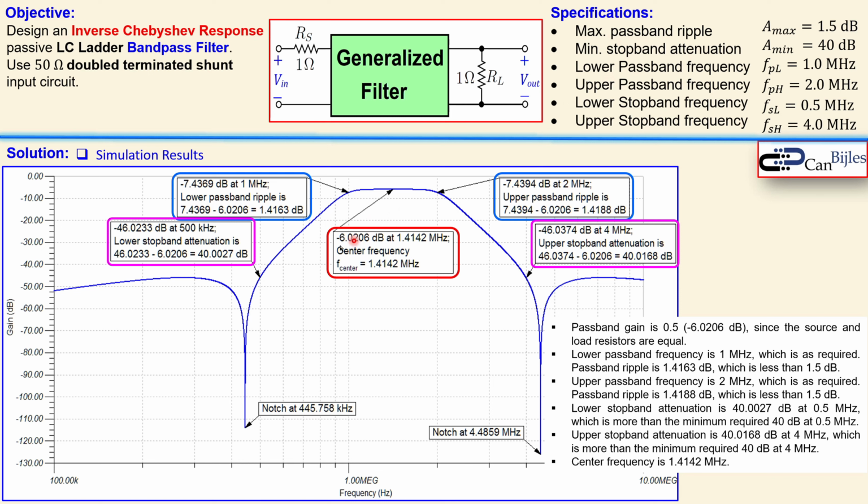What you also see is that the center frequency is here, that is just 1.4142 megahertz, which is also what we have calculated, because we had omega center, which was 8.886 megahertz, and you now convert that to F center in hertz. You just divide by 2 pi, and you get 1.4143 megahertz, which is a small difference between this and that. That is just rounding errors. So we can say all the specifications are met, and we have designed our inverse Chebyshev response design for the LC ladder filter, for this bandpass filter according to specifications.